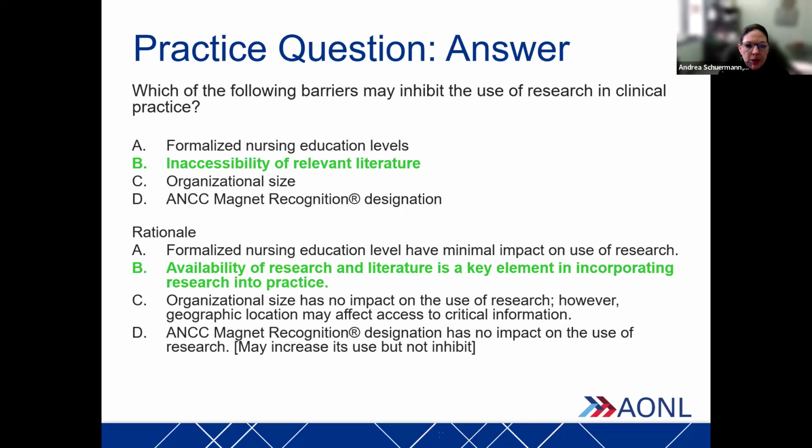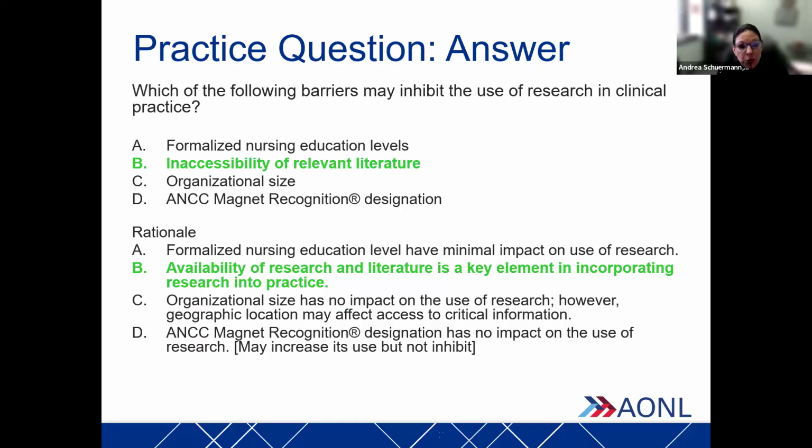So when we talked about barriers that inhibit the use of research in clinical practice, formalized nursing education levels have minimal impact on the use of research, because nurses at all levels can potentially use that. So let's talk about organizational size. It may not have an impact on the use of it. However, geographic location sometimes does, and if you're talking about some rural and critical access hospitals, it may affect access to that critical information. Once they have it, they can still use it. We know that ANCC Magnet designation really supports the use of research. So it doesn't have any negative impact on that use, it increases it, but in this case it doesn't answer the question.